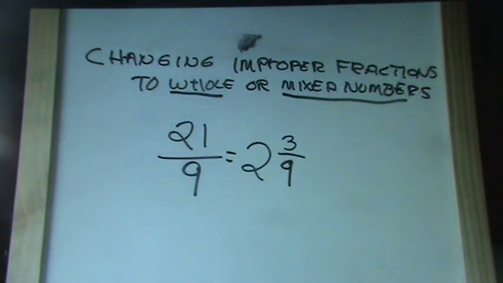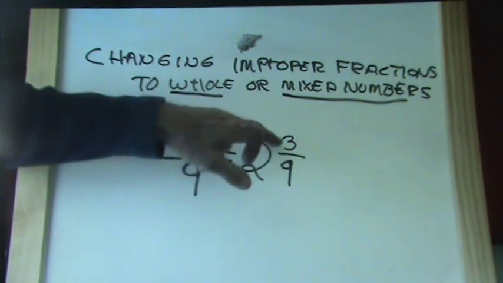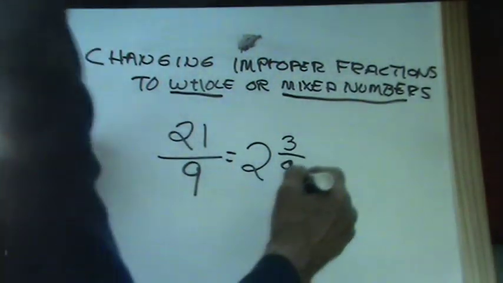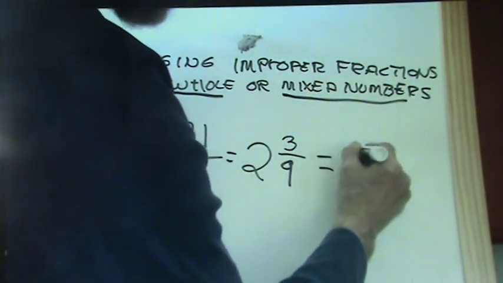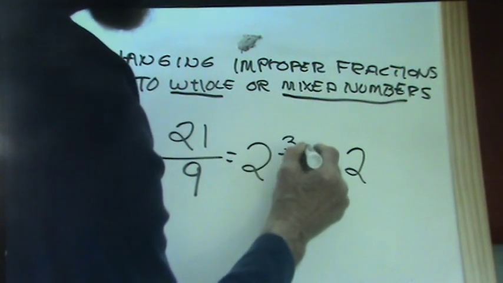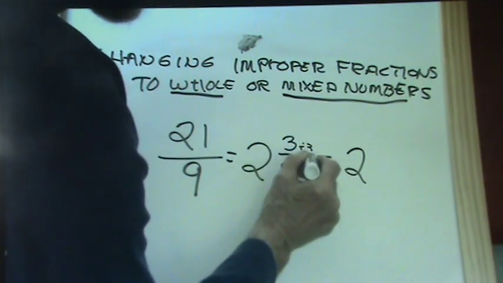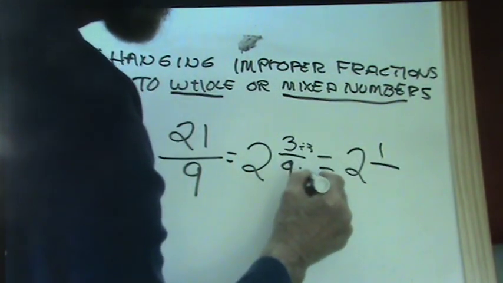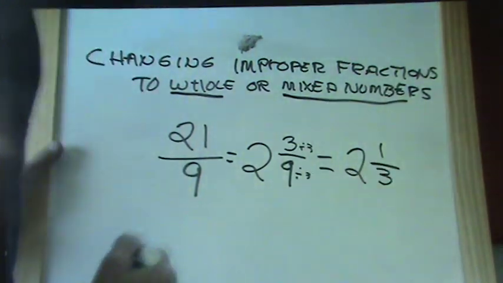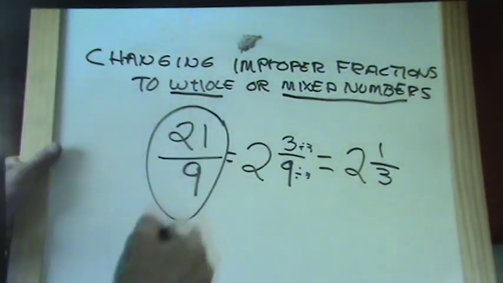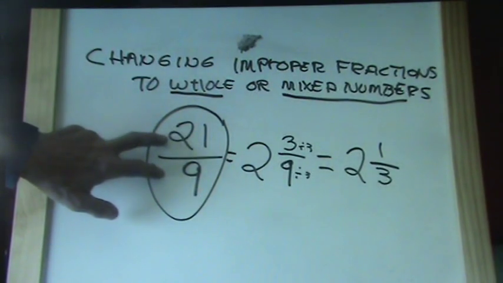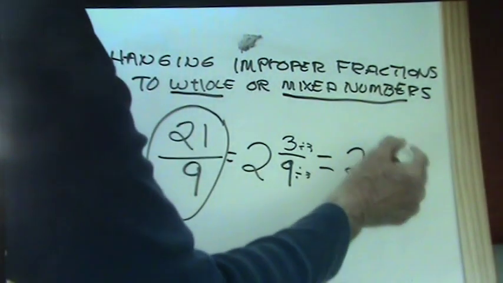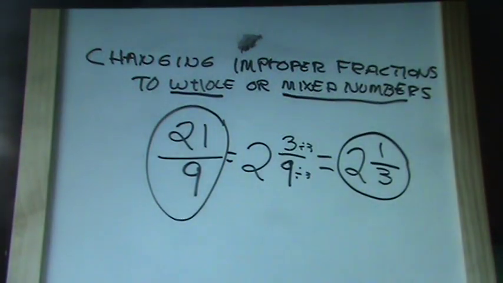Now, what I have to say to myself, and I need to do this when I'm working in fractions, when I'm getting answers, is this 3/9 in its lowest name? And I say, no, it's not. So now 3 will go into 3. 3 divided by 3 will give me 1. And 3 will go into 9 also. 3 goes into 9 3 times. So the fraction 21/9 is equal to the mixed number 2 and 1/3.